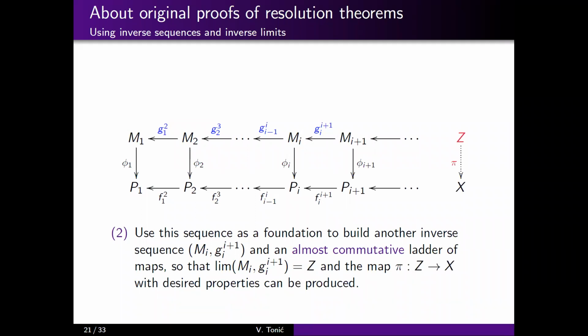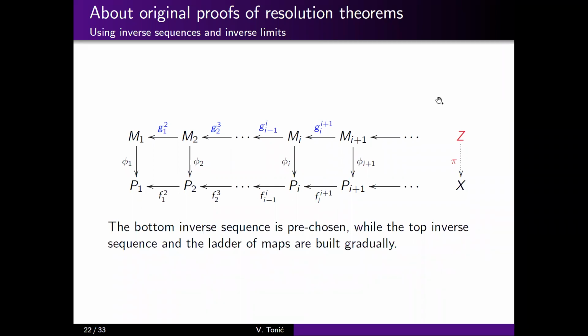I realize that the ladder is maybe not the best metaphor for this because it's not leading up, it's just lying down on the side. But okay, let's just call it a ladder of maps. So this is not quite commutative, but it should be close enough to commutativity. And if you can achieve that, it will help you for this map from Z to X, let's call it pi, to be produced. And if you carefully choose the properties of your G's on top, these blue maps, then you will be able to get good fibers for your pi. But one more thing: the bottom sequence is pre-chosen, and then you gradually build whatever you have on top here.